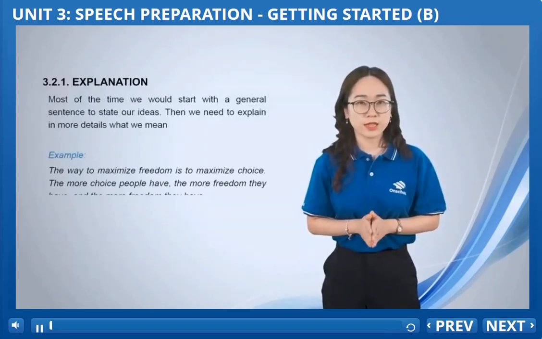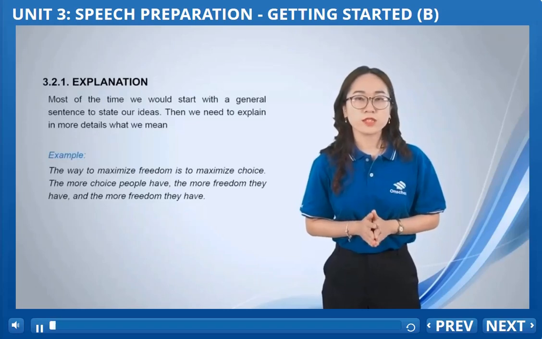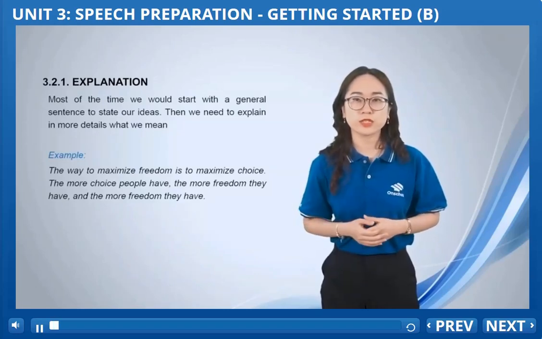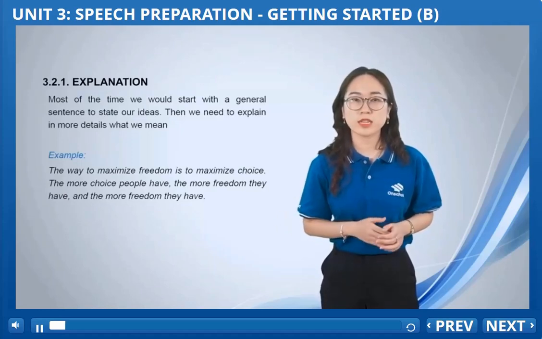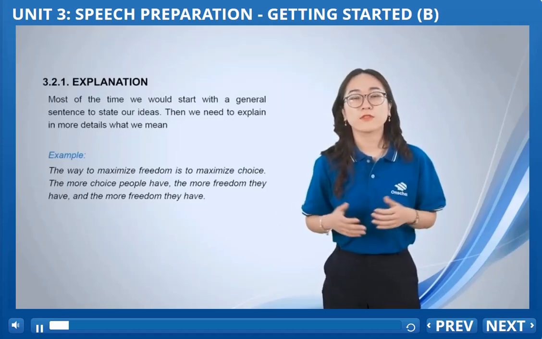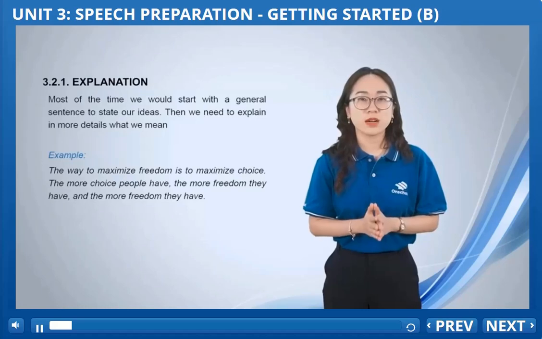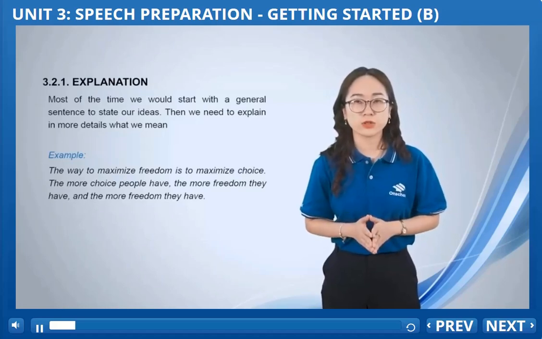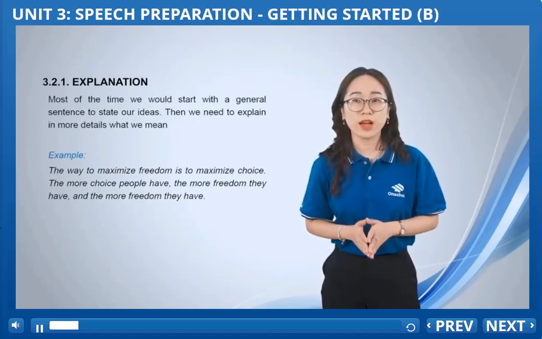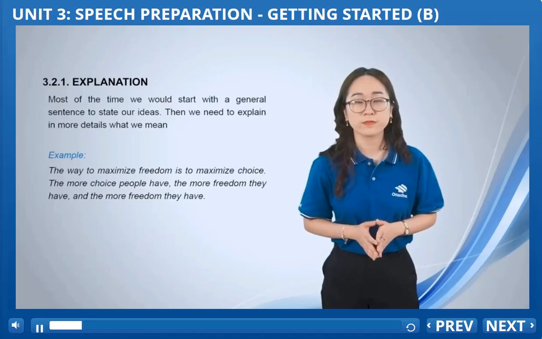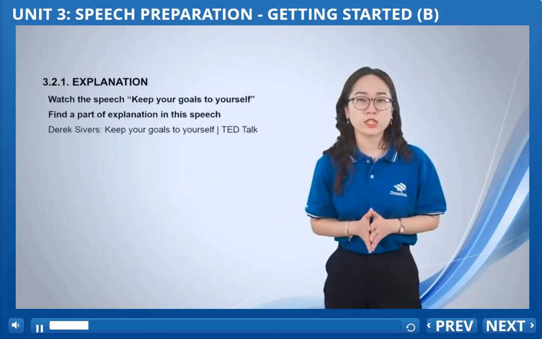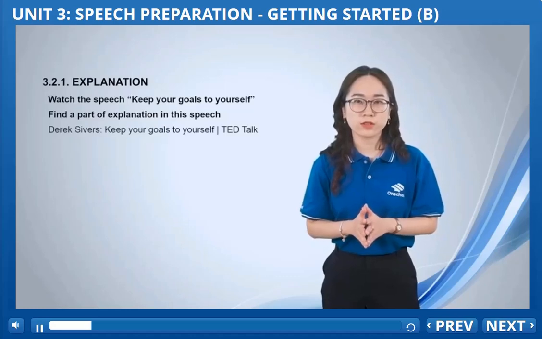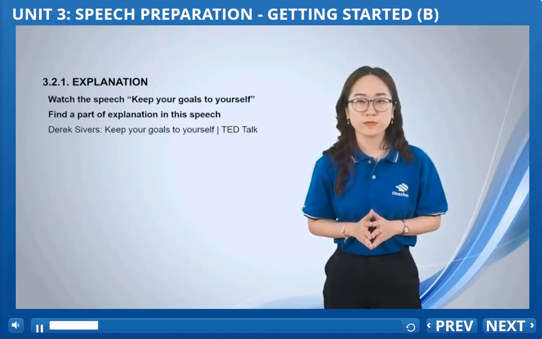So the first one, explanation. Most of the time, we should start with a general sentence to state our ideas. Then we need to explain in more details what we mean. Okay. For example, the way to maximize the freedom is to maximize the choice. And the more choice people have, the more freedom they have. Next, explanation. So can you please watch the speech? Keep your goals to yourself. And find a part of explanation in this speech.